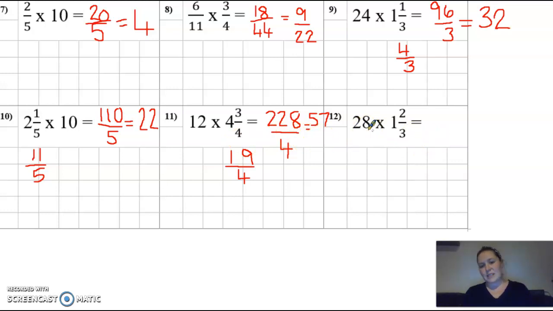Last one then, 28 times 1 2/3. So 1 whole is 3/3 and the other 2 is 5/3. Sorry, that was a very dodgy 3. 28 times 5 would be 140 over 3. And then again, I can divide that. So it would go in 46 and 2/3.